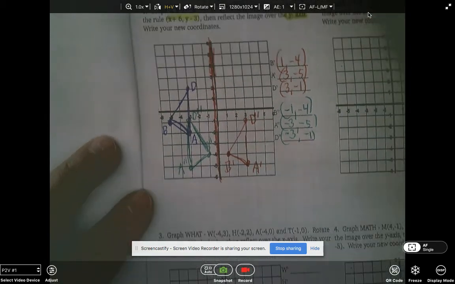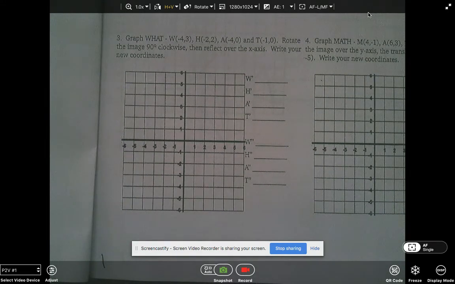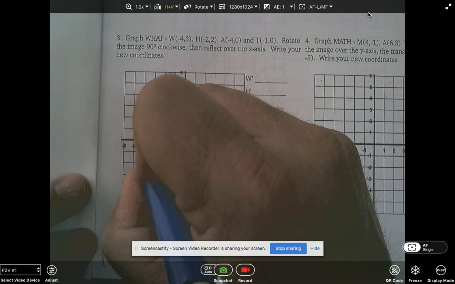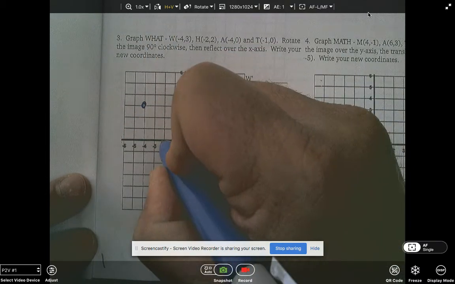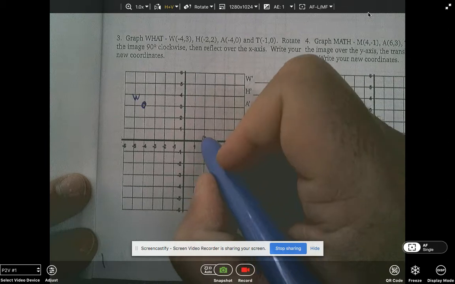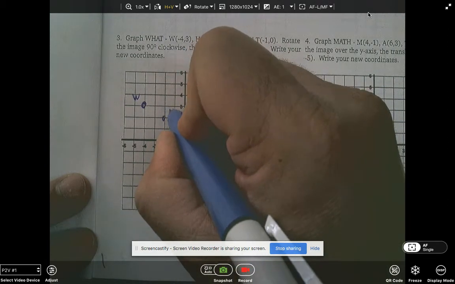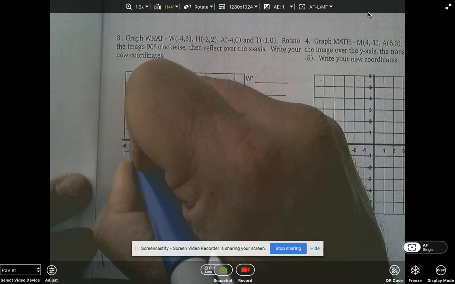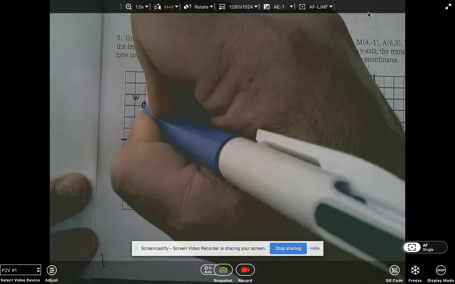All right, and number 3, let's try this one. So now we have the quadrilateral WHAT. So let's graph that first. We've got -4 and then 3, that's my W. Then we have -2, 2, H. -4, 0, A. And then -1, 0, T.